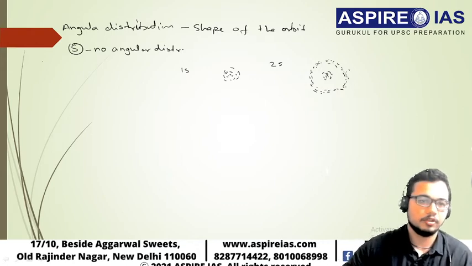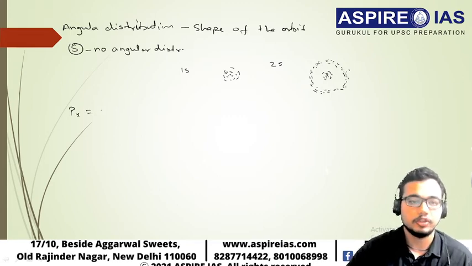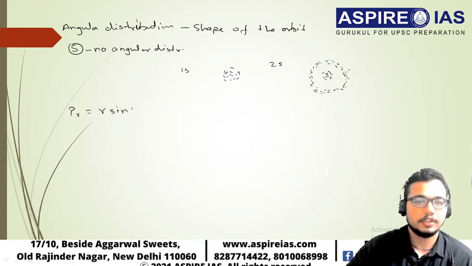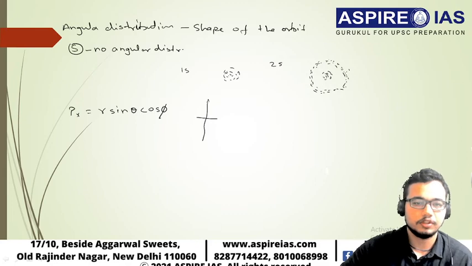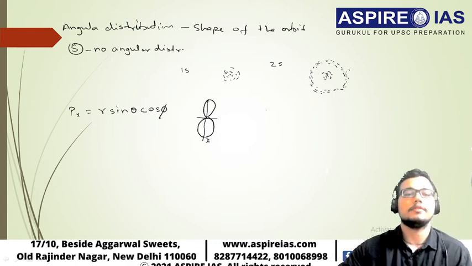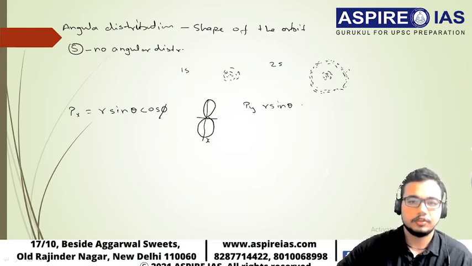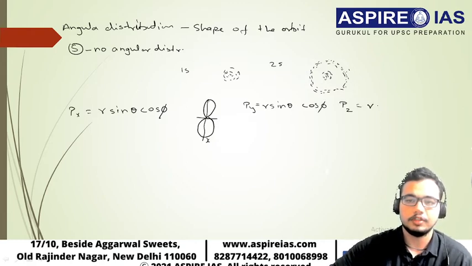So s is simple. Now for p, the angular wave function for px, which we did earlier in polar coordinates, is r sin theta cos phi. Its shape will be along x, so this will be the x-axis. You will have to represent the axis, and then its shape is a dumbbell shape. Similarly, py will be r sin theta sin phi, and pz is equal to r cos theta.